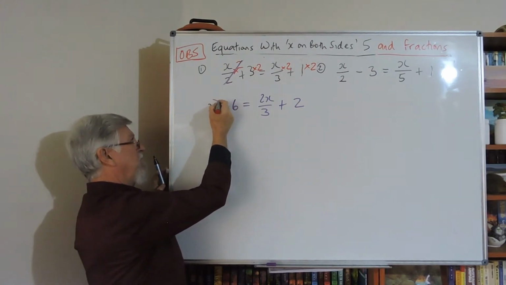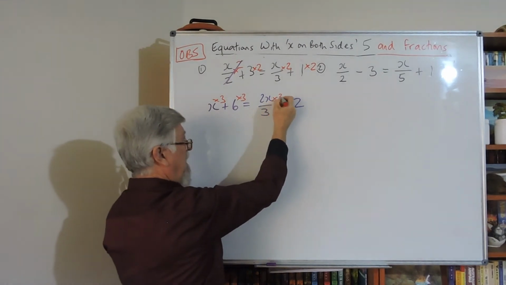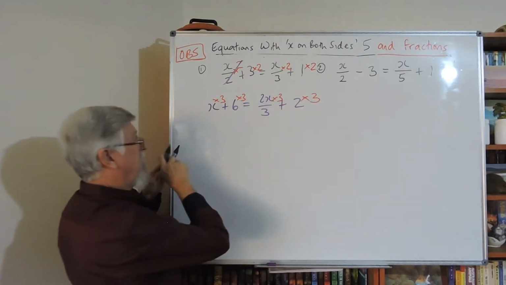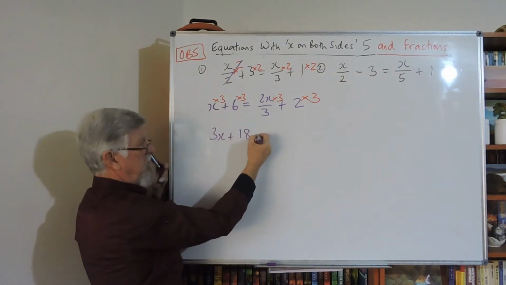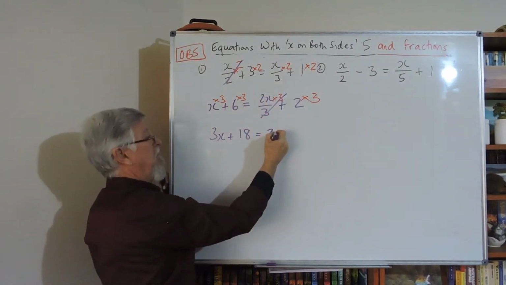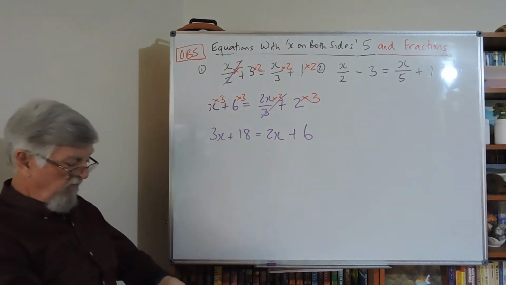I multiply this one by 3. Just remember, I'm going to multiply all of them by 3. Can't just ignore the 2. It's also there. Multiply it by 3. And what have I got now? I've got a 3x and I've got an 18. The 3s cancel and I've still got that 2x left there. So there's your 2x and there's the 6. Let's have a look at what we've got now.